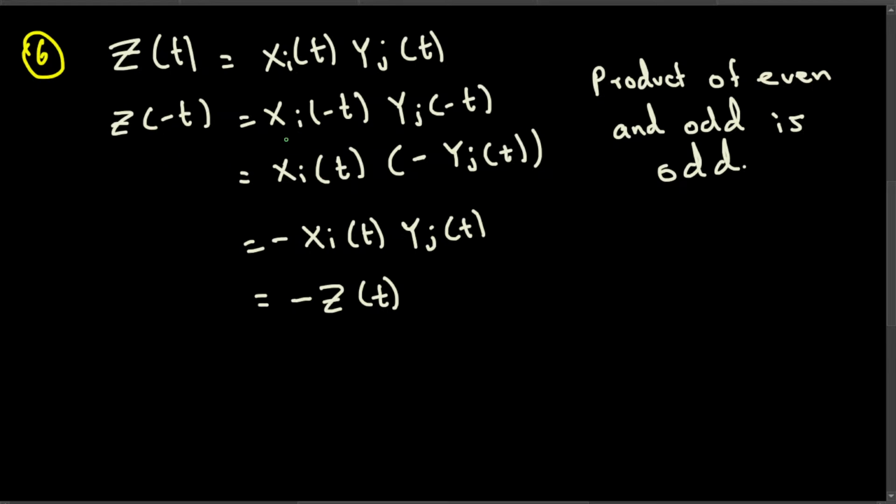If we do that, x of t becomes x of minus t, and yj of t becomes yj of minus t. And for the even signal, if you substitute x of minus t, that gives you x of t. So here we are getting x of t. And for the odd signal, if you put yj of negative t, that gives you minus yj of t. So that's what we are getting right here. And when you multiply these two, you know that the whole thing becomes negative. So x of t times minus yj of t, and this is equal to minus z of t. And if you are getting a minus sign, that's an odd signal. So product of even and odd is odd.